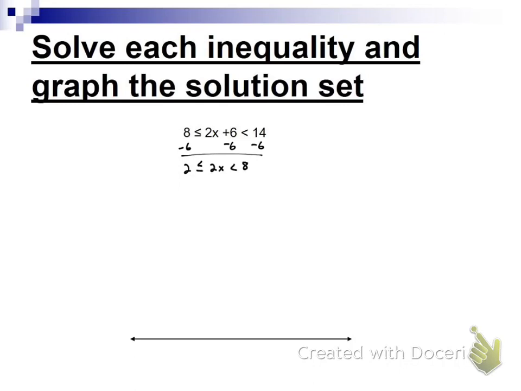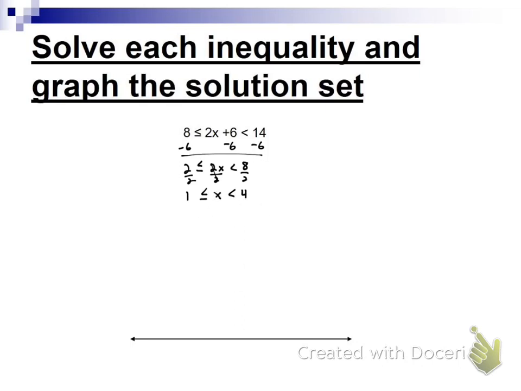Doesn't that seem so much easier? Then what? Divide by 2. And you don't even have to show these steps. I'm just doing it because you guys feel a little uncomfortable. So x, watch me read this. x is greater than or equal to 1 and less than 4. That's what that means. See how I read it? x greater than or equal to 1 and less than 4.